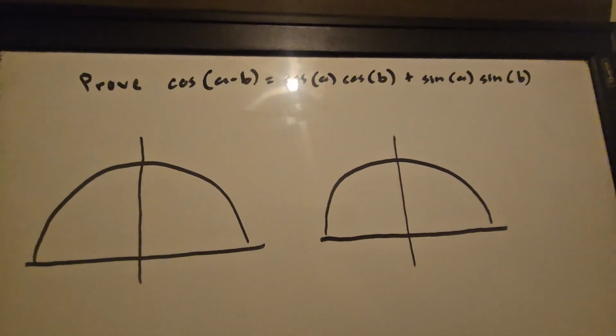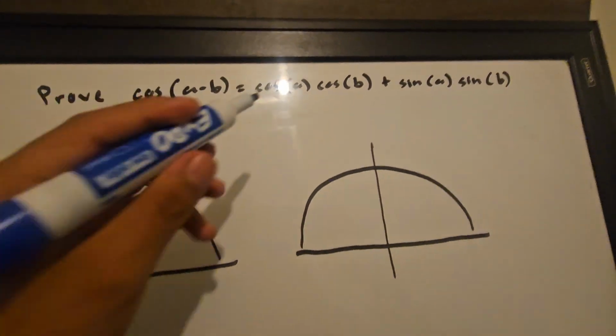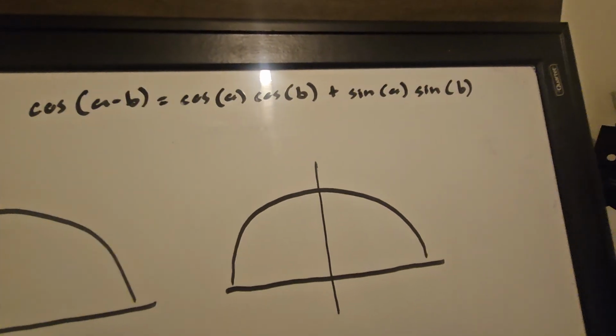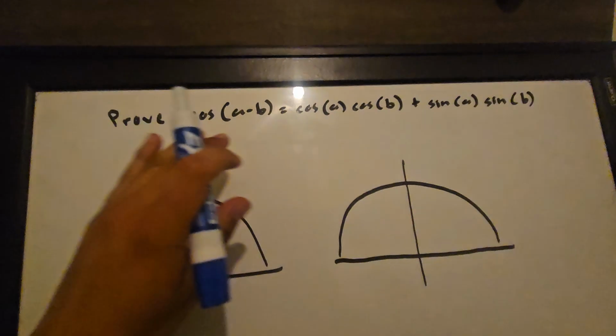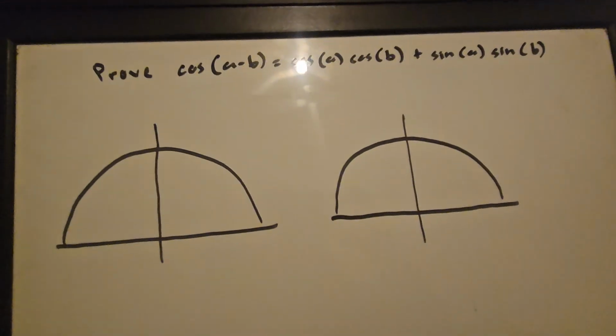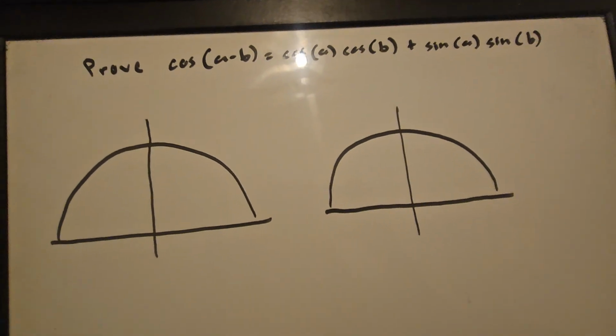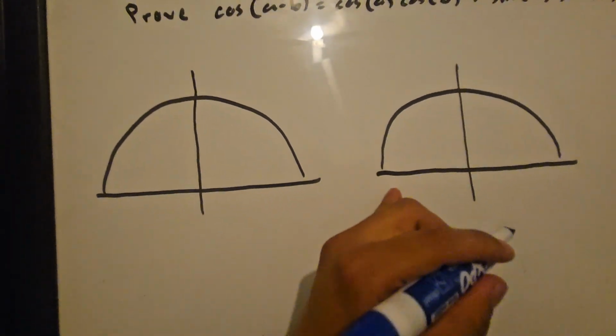Let's do some trig. So prove cosine of a minus b is equal to cosine of a cosine of b plus sine of a sine of b. So we're going to prove this difference identity that you will use in your trig class. So let's start. These are unit circles, by the way.